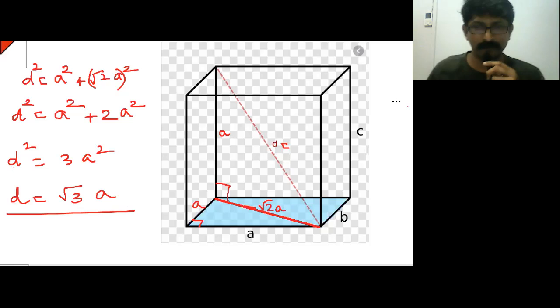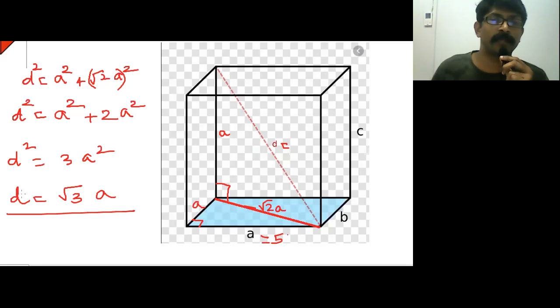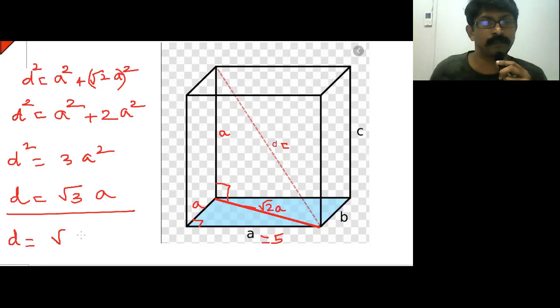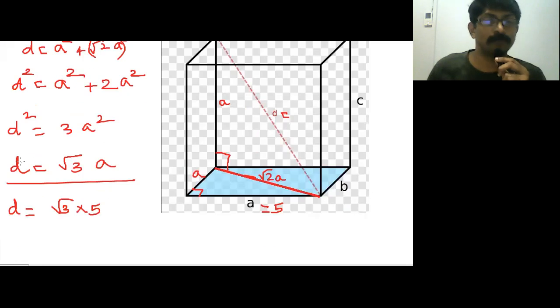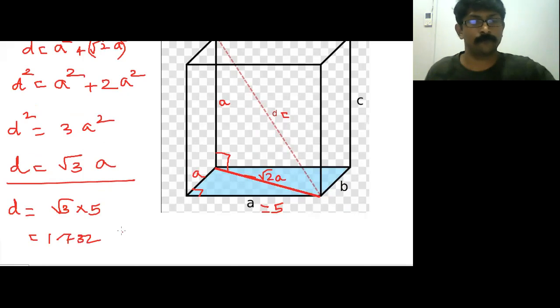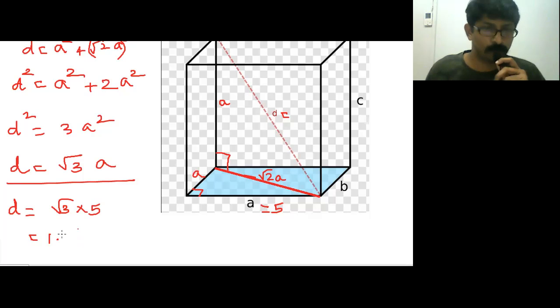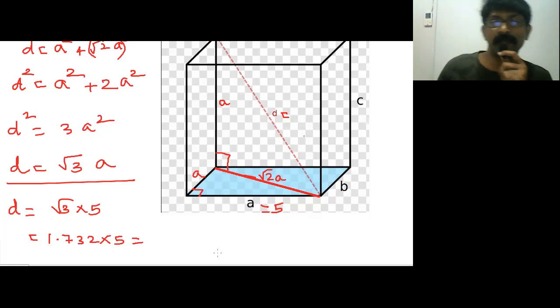And now, suppose someone has given you the side as 5 centimeter, and you're going to calculate the diagonal. How are you going to do that, student? It's really, really simple. Root 3 into 5. So what will that be? We substitute root 3, so it will become 1.732 into 5, and that calculation would be the length of the diagonal in centimeter.